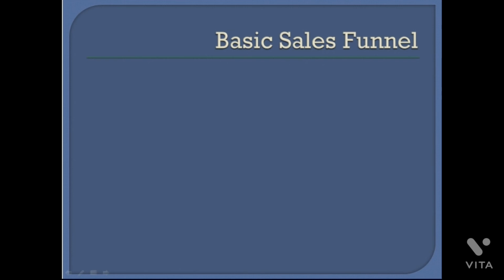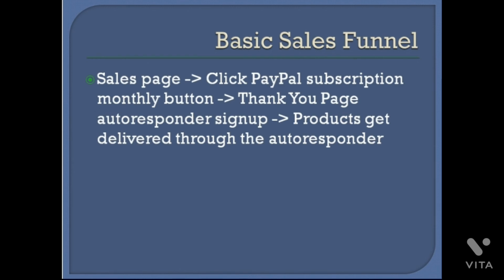How are you going to deliver your product from the point of the person landing on the sales page to going to the PayPal button to getting delivered the content? Normally, this is what it looks like. Somebody goes to your sales page, they click on the PayPal subscription button. It can be monthly, it could be weekly, and so forth. Then after that, they pay. They're sent to the thank you page, which includes the autoresponder sign up. And then through the autoresponder, they are delivered products. So that's what the basic fixed term membership site looks like.